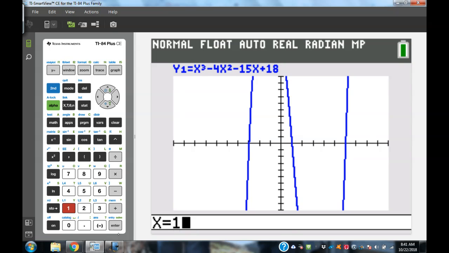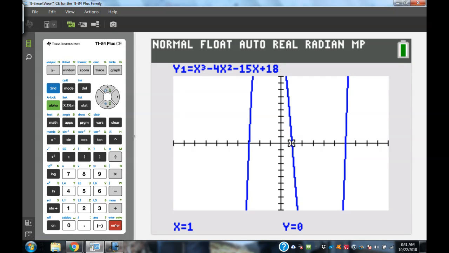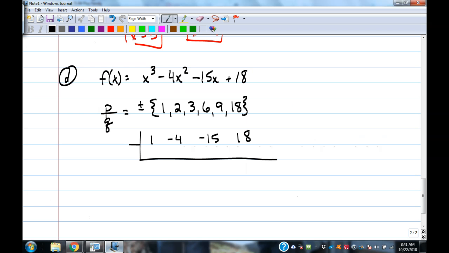If I tried 1, yes, the y value is 0. If I tried 6, the y value is 0. That proves to me, hey, those work. So I'm going to use one of those in synthetic division. Which one do y'all want to use? What's the easiest one? Positive one's the easiest one, right? Because everybody can multiply by 1.